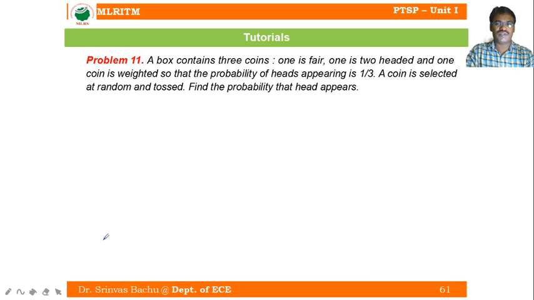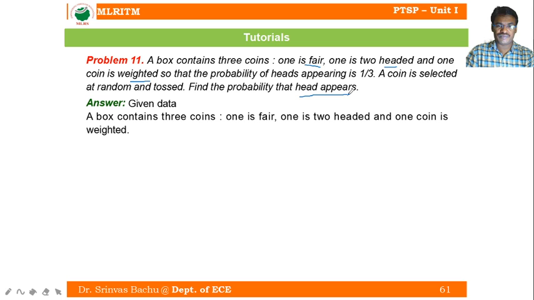The last problem we will see here. A box contains 3 coins. One is fair, one is two-headed, and one is a weighted coin, so that the probability of head appearing is 1 by 3. A coin is selected randomly and tossed. Find the probability that head appears. Head probability I want. I am selecting one coin and tossing it.